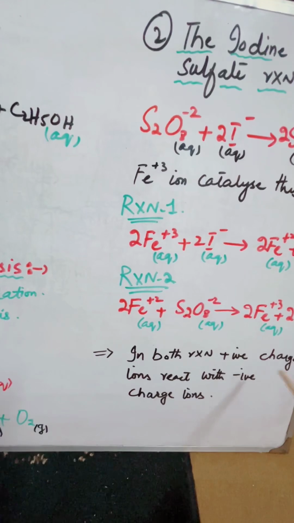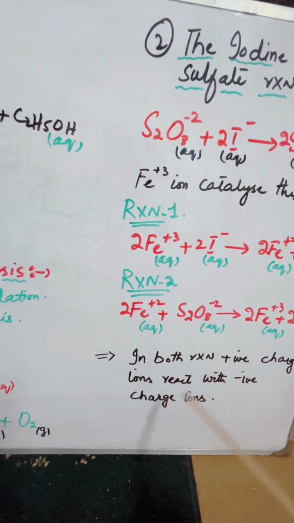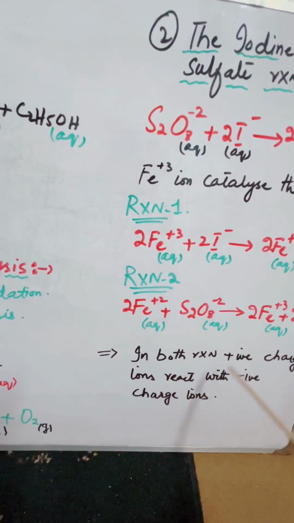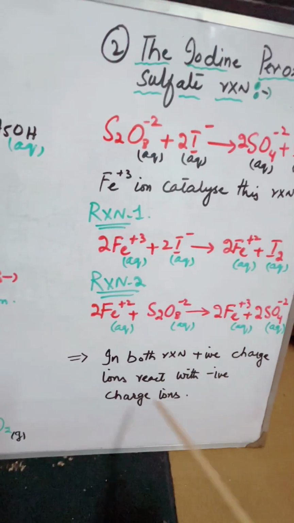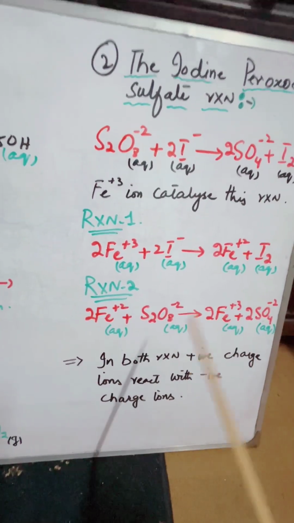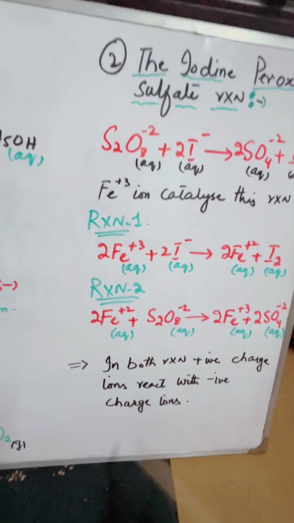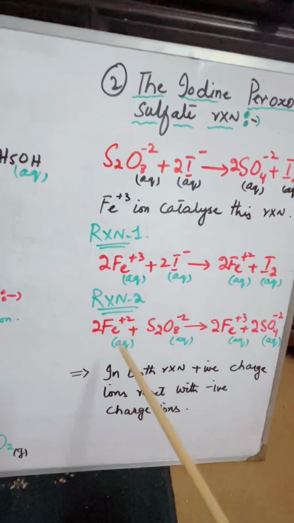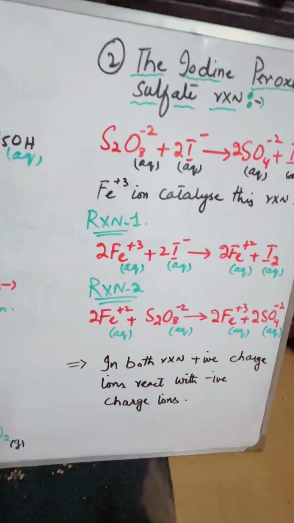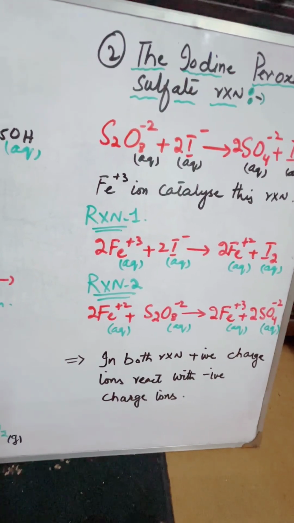Okay, so in both reactions, the positively charged ions react with the negatively charged ions, you should know. So that is why this will speed up the reaction, and this reaction is catalyzed by Fe3+ or Fe2+. This is a slow reaction, and in this case this becomes a fast reaction. So this is also an example of homogeneous catalysis.